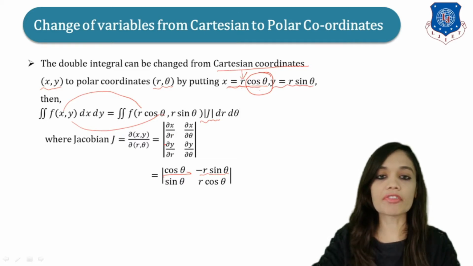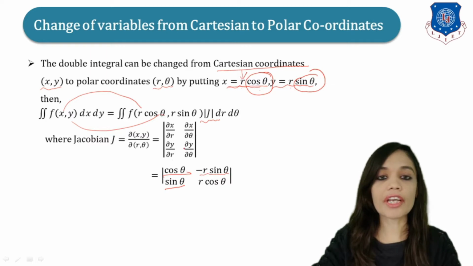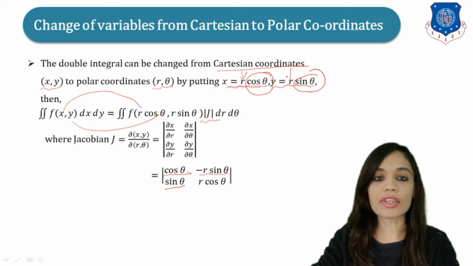Similarly, we will find the derivative of y with respect to r, keeping theta as constant. Therefore, sin theta will remain constant. Now the derivative of r will be 1, so the answer of del y by del r will be sin theta. And lastly, find the partial derivative of y with respect to theta. So this r will remain as it is, that means constant. The derivative of sin theta is cos theta. So del y by del theta will be equal to r cos theta.